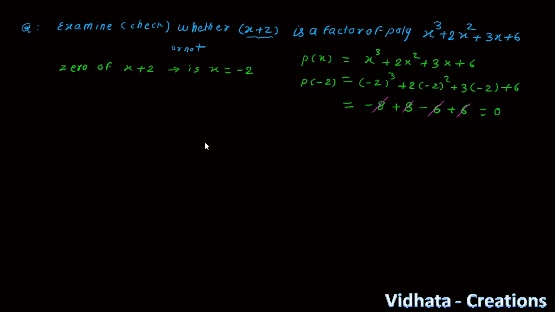What conclusion do you get then? Therefore p(minus 2), the value of the polynomial, is 0. So you can say that x plus 2 is a factor of your given polynomial p(x). This is how we can decide whether a given linear polynomial is a factor of a given polynomial or not, by using the factor theorem. Let's take one more example. Here the question is: factorize using the factor theorem.